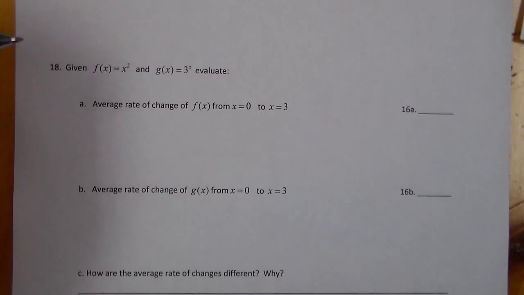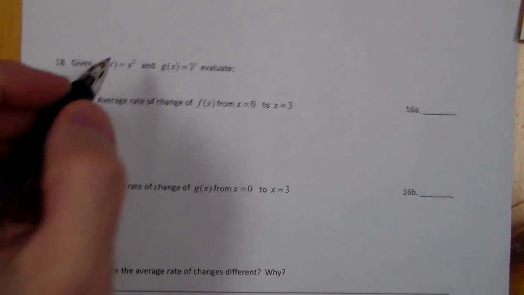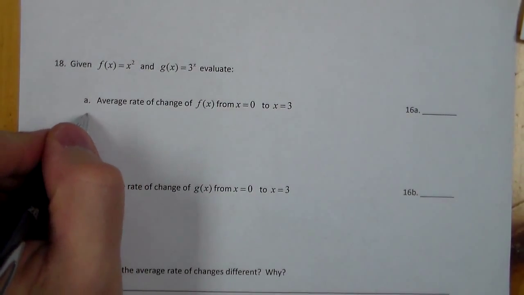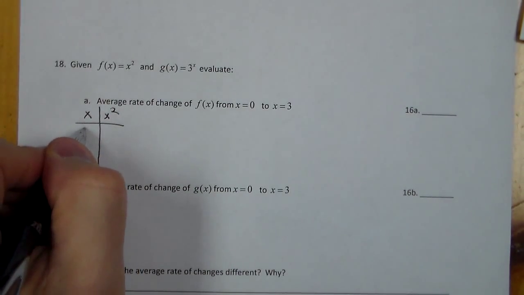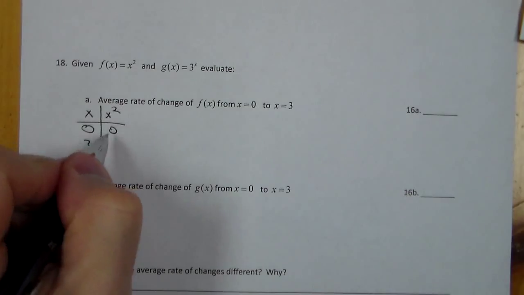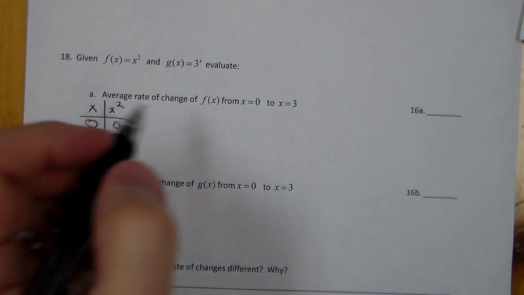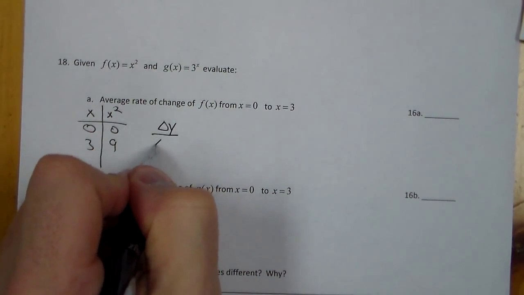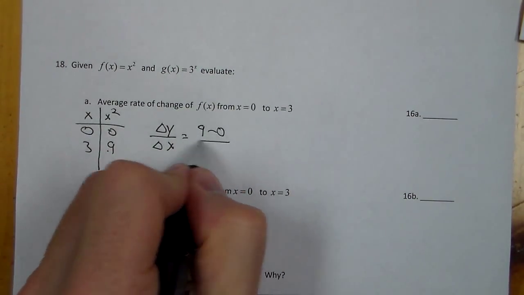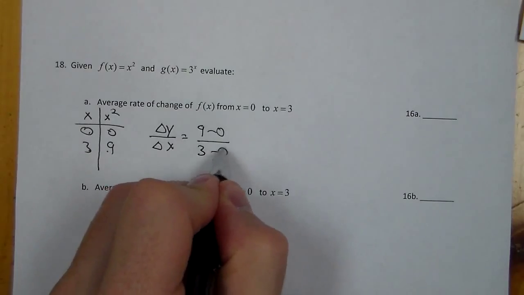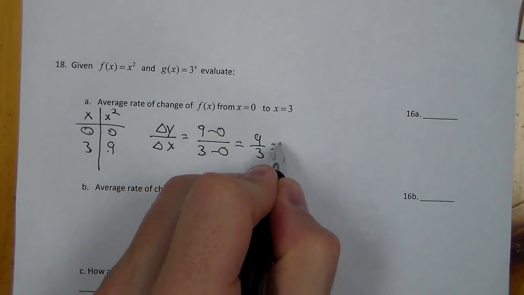For number 18, we need to find the average rate of change for f of x, our function x squared. So I'm going to go x and x squared and compare. So 0 and 3, if I plug them in, I have 0 and 9. So our slope, change in y over change in x, is going to be 9 minus 0 over 3 minus 0, which gives me 9 over 3, or a slope of 3.